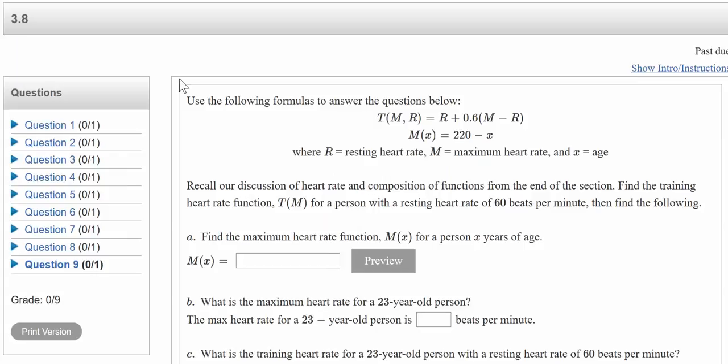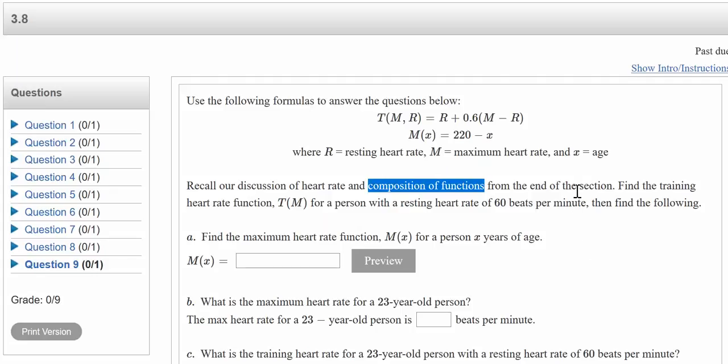All right, we have 3.8 on our hands, and we have to do question number 9. This is the word problem, and it's talking about this whole concept, remember, of composition of functions. That means you have one function inside another function. This is what this is all talking about.